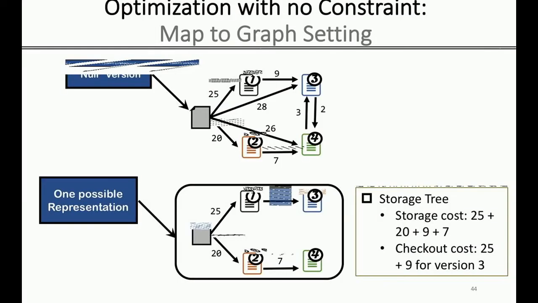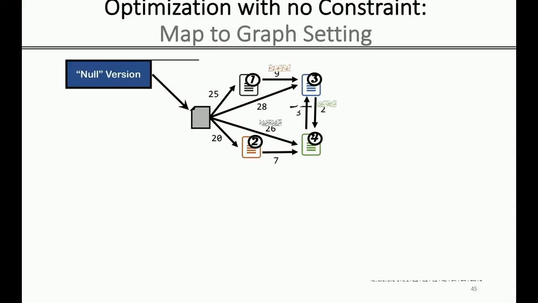Okay. So we can see the total storage cost is basically the summation of all the edge weights inside this graph, right? And for the checkout cost, for example, if we want to recreate version 3, we basically need to start from this null version and walk along the path from the null version to version 3. Also, we can observe that this is a tree. The storage graph must be a tree, because in order to recreate one version, we only need one path from the null version to this particular version. Okay. So with these observations, we can then dive into some of the problems.